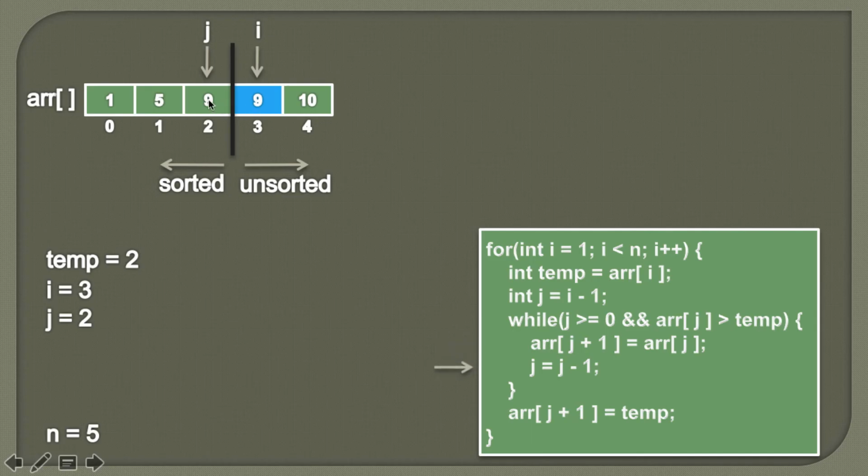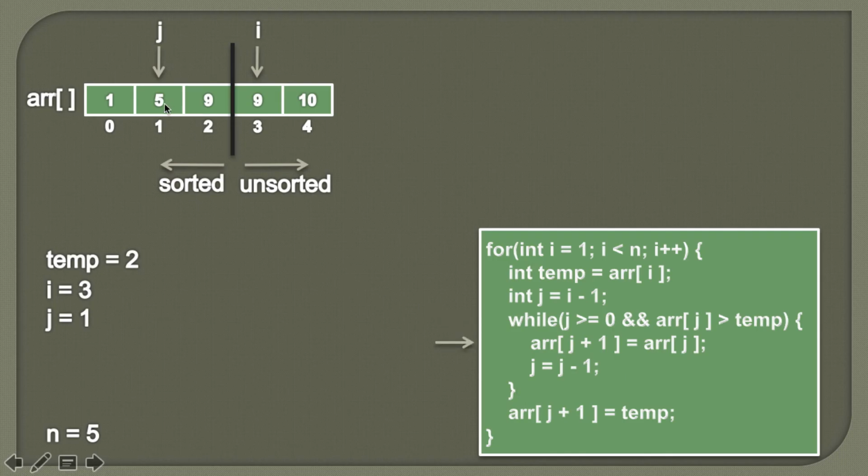So now we have compared it with 9. So we simply decrement j by one position, because there can be more elements which can be greater than 2. So j becomes 1. And as j is greater than 0, this condition comes out to be true, and the value stored at jth index, which is 5, is also greater than 2. Therefore, the condition in the while loop comes out to be true.